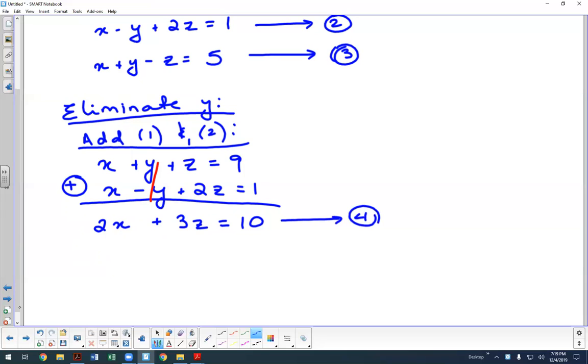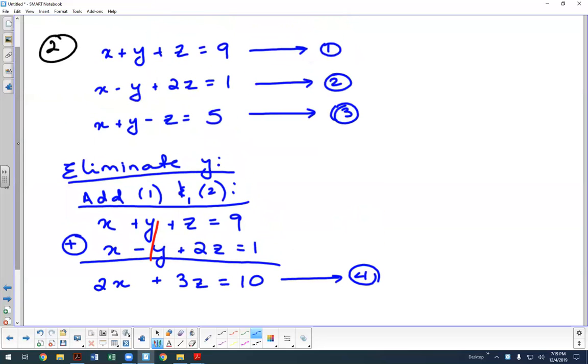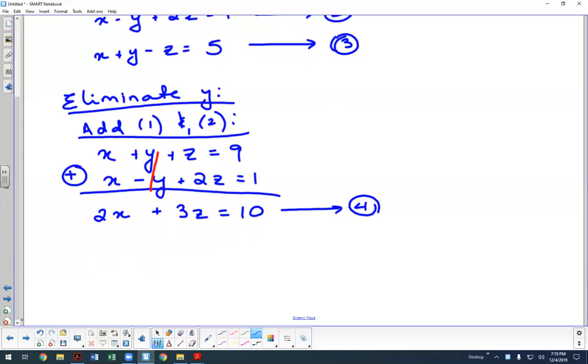I need to do this one more time. Since I used equations 1 and 2 in this setting, for my next pair I will use equations 2 and 3 because we haven't used equation 2 so far. Using equations 2 and 3, again you can see we can get rid of that y straight away. So we are going to use equations 2 and 3 now.